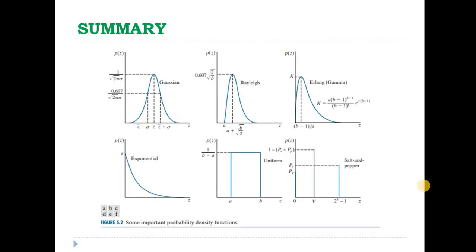So let us summarize. These noise models will help us to select the appropriate restoration techniques. When you are given an image, you have to take the histogram of the image and compare it with the probability density functions. If the histogram matches a particular probability density function, we can assume that type of noise is present in that image, and accordingly we can go for the corresponding filtering techniques.